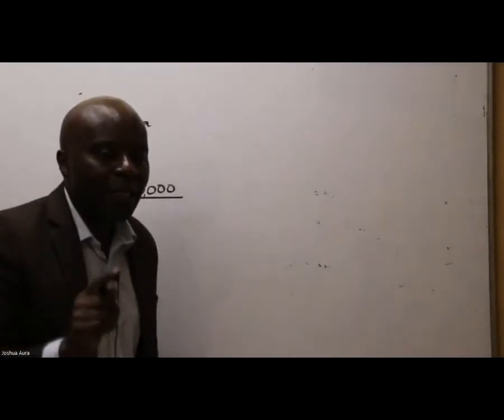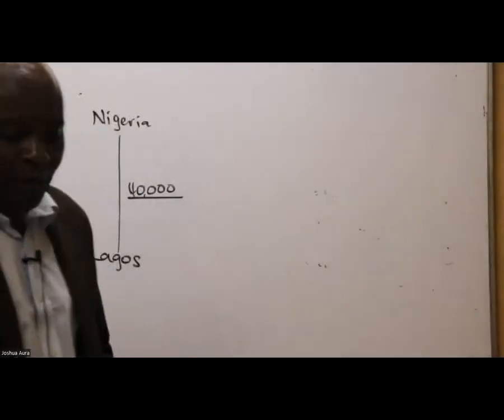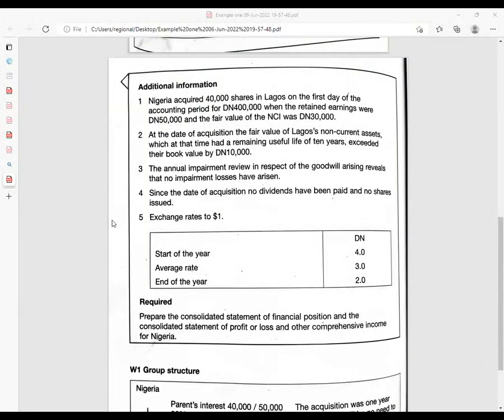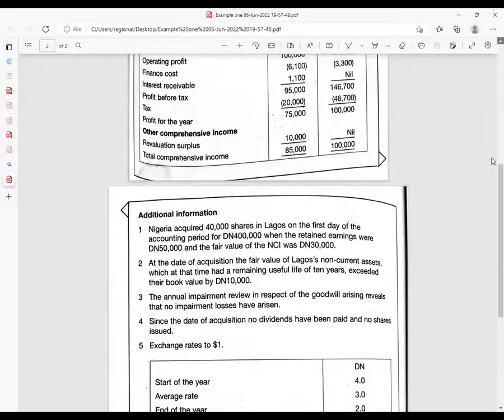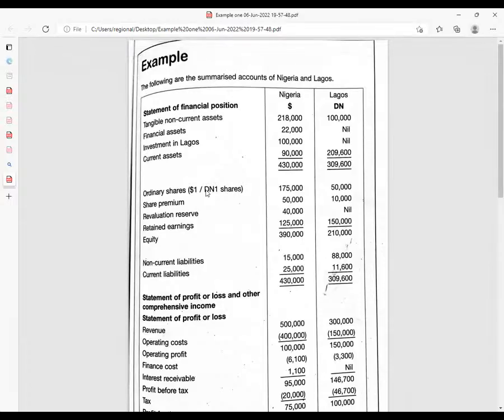So how many shares does Lagos have in full? Please go to the statement of financial position of Lagos and read the total number of shares that Lagos has. It's ordinary shares of DN1, meaning the par value is 1 across the board. To get the number of ordinary shares, we normally take the share capital. You can see the share capital of Lagos is 50,000, and you divide by the par value.